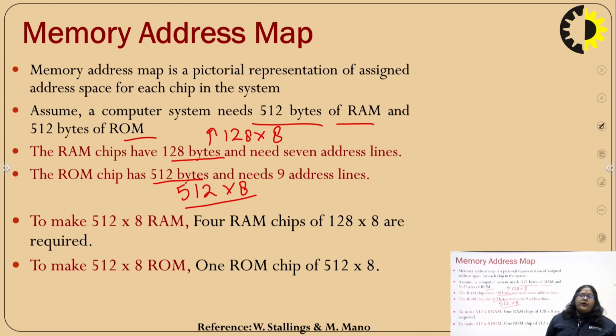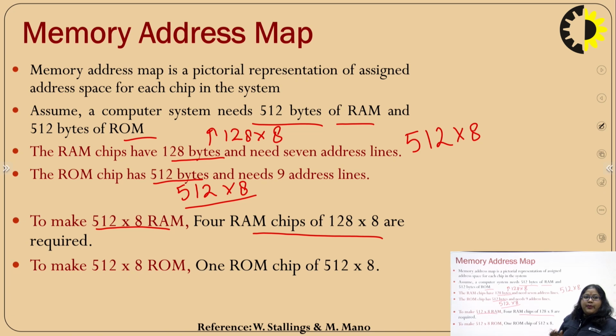Now we have to see how to define the addresses in hexadecimal form and how to define the connection diagram. In this, we need to make a 512 into 8 RAM, and the actual RAM size is 128 into 8. So how many RAM chips are required to make the RAM 512 into 8? The computer needs 512 multiplied by 8, and the actual RAM size is 128 into 8.